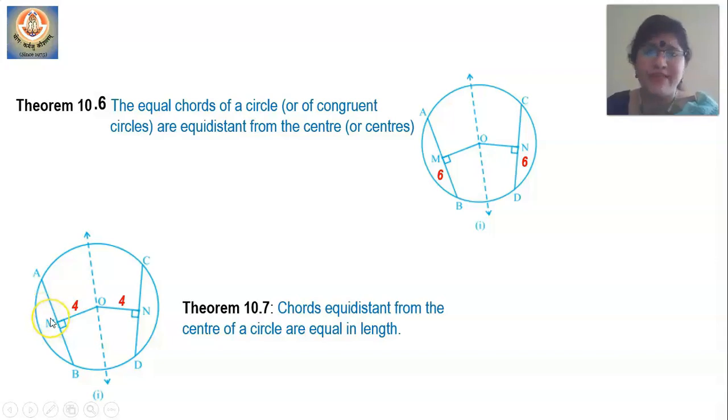Similarly, 10.7 theorem. Chords equidistant from the center of a circle are equal in length. Chords equidistant from the center. So there are two chords AB and CD. Their distance from the center is equal. That means OM is equal to ON. So if OM is 4, ON is also 4. Then what happens to these two chords? These two chords will have equal length when you measure.